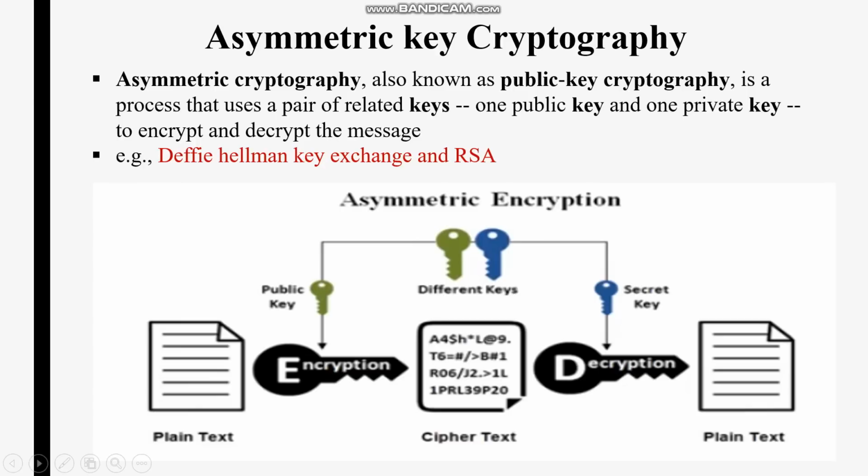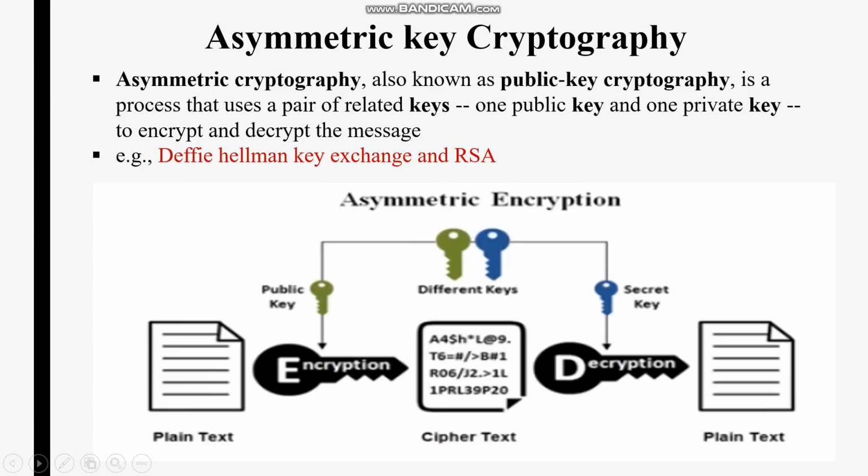The well-known examples of asymmetric key cryptography are Diffie-Hellman key exchange and RSA, which is our point of interest. So we have to study RSA. RSA is an asymmetric key cryptography. In RSA, we use two different keys, a public key and a private key, to perform encryption and decryption in order to secure the communication between sender and receiver.